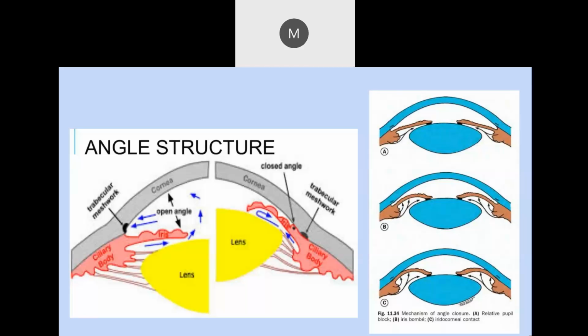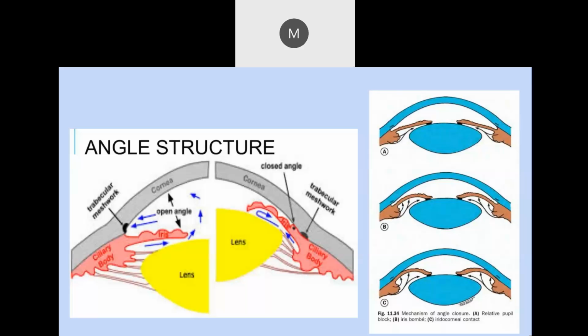In acute angle closure, as people age, the zonula becomes weakened. This zonula holds the lens to the ciliary body. When it becomes weakened, it causes the lens to become more globular, and this lens will move forward, and the pupil will touch the iris. So this will block the pathway of the aqueous humor from the ciliary body to the anterior segment.